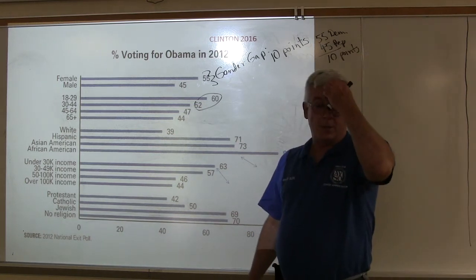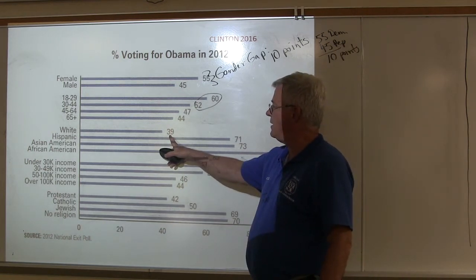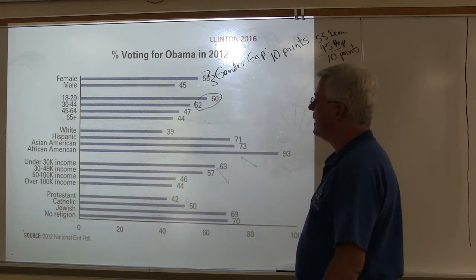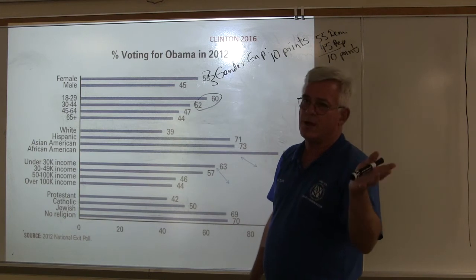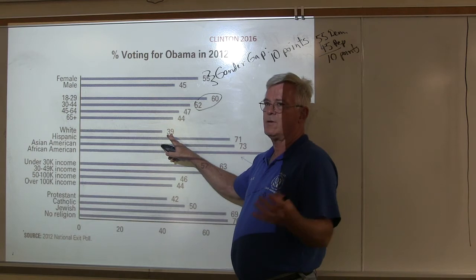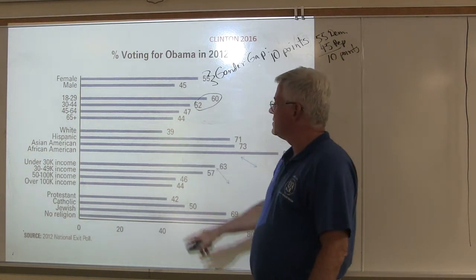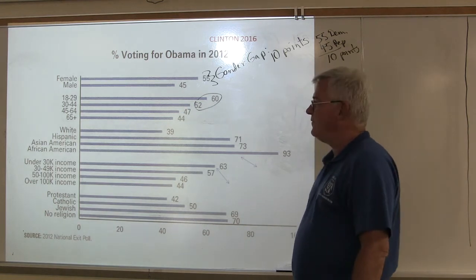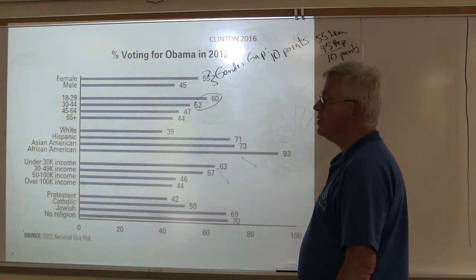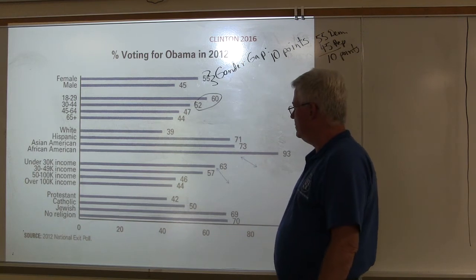Boy, did white people vote for Trump? Yes, white people voted for Trump. 61% of voters voted for Trump. And I'm sorry, not Trump. This isn't 2016 data. This is 2012. Romney was the Republican, but 61% of whites voted for Romney, right? 61.